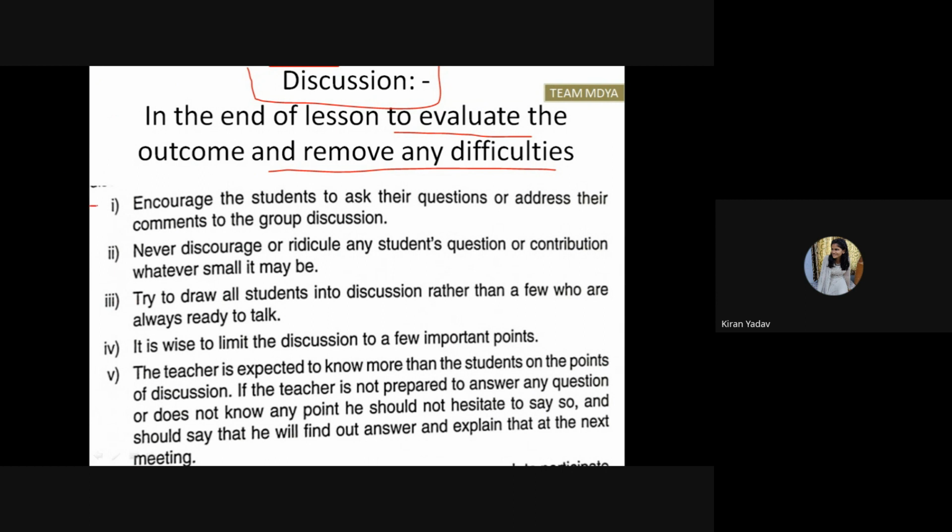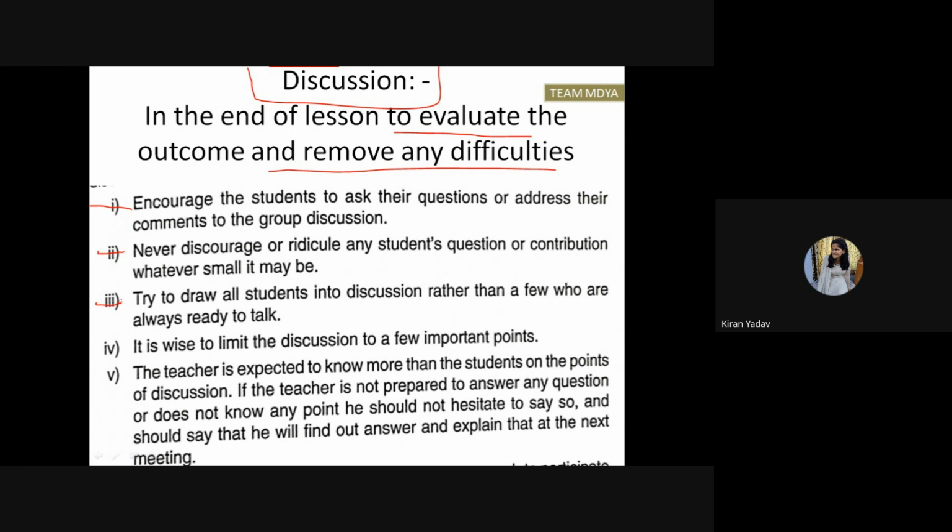These are the points. First, encourage the students to ask their questions or address their comments to the group discussion. Never discourage or ridicule any student's question or contribution, whatever small it may be. Third point, try to draw all students into discussion rather than a few who are always ready to talk.